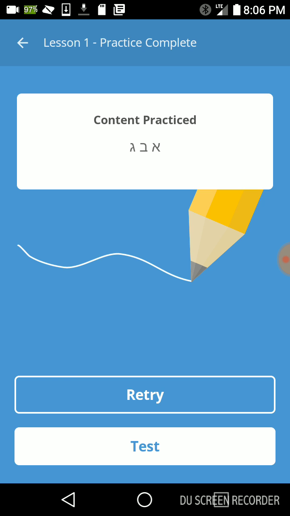Vet is this one. Aleph again. You go like that, and like that. Vet, like this, and like that. This is Aleph. And that's it.